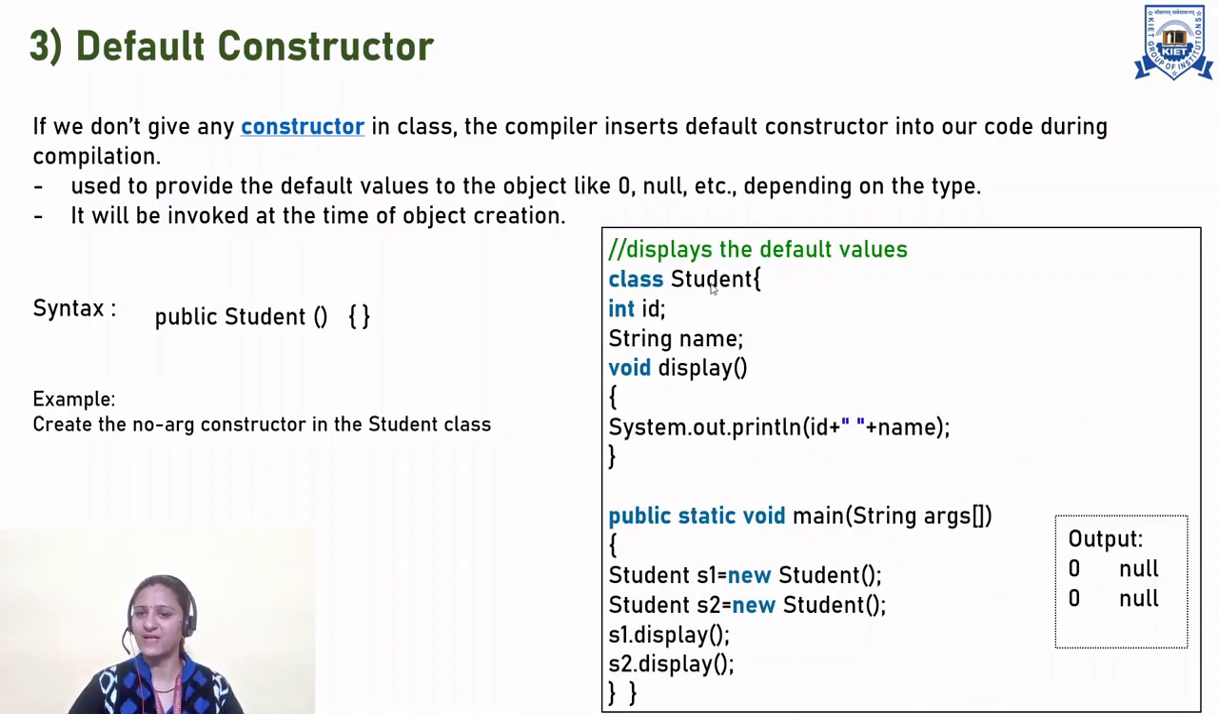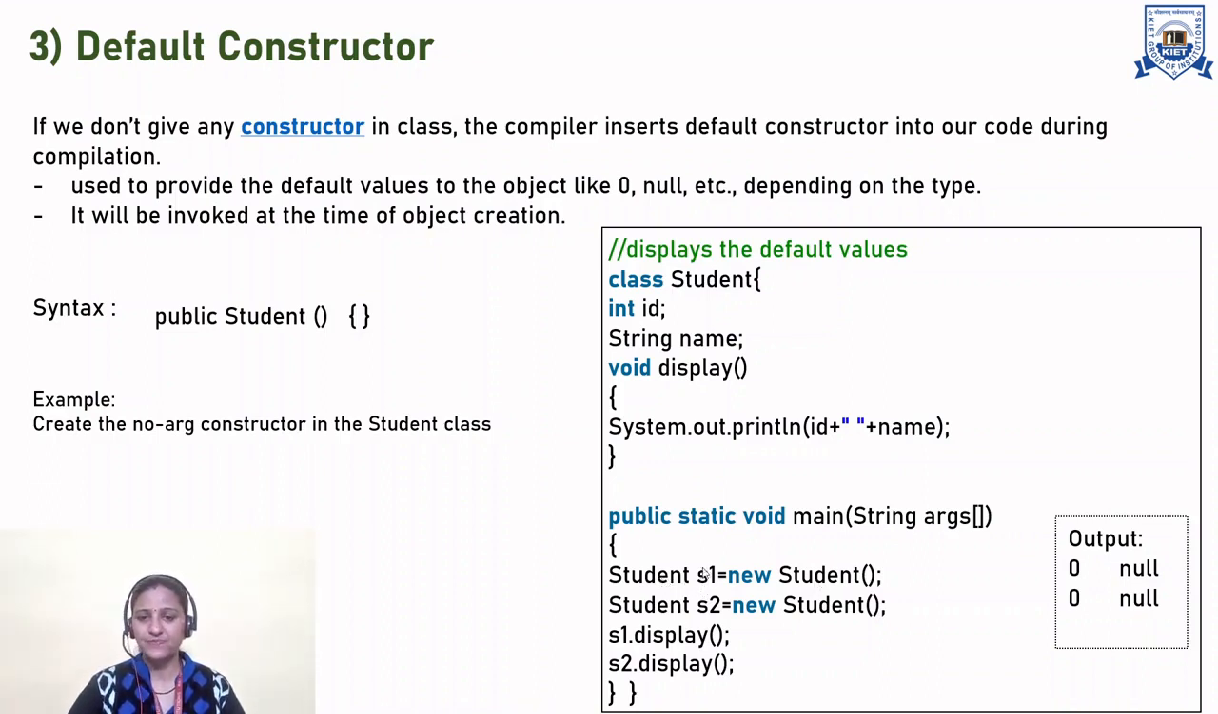So in the student class, there are two attributes, one is int id, another one is string name. With the help of the display, we are going to display the values of this id and the name. Now, as it is a method, it will not be called itself. It is required to be called. So in the main method, we make the instance of the class student.